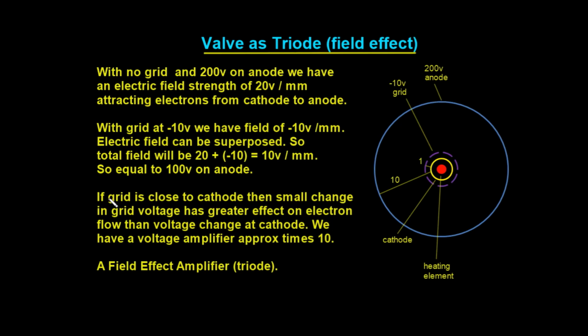Now we get the amplification because if the grid is close to the cathode, then a very small change in this grid voltage will create a much greater change on the voltage on the anode. And in this instance, with this example, we're going to get an amplification of times 10. Now this is called the field effect, and this is a field effect triode.